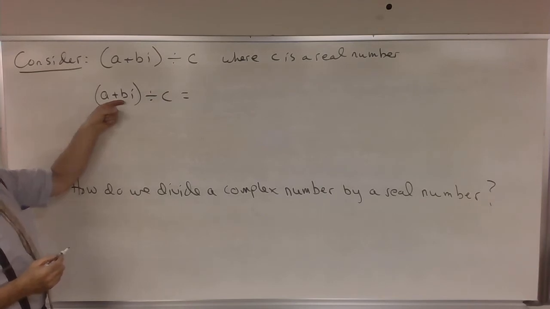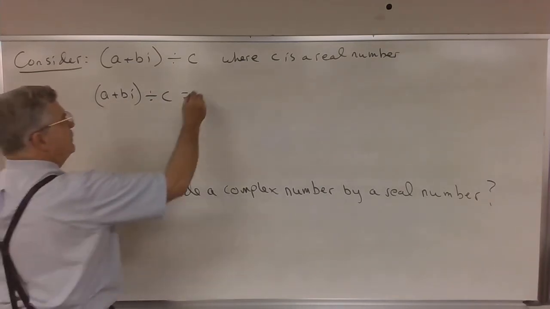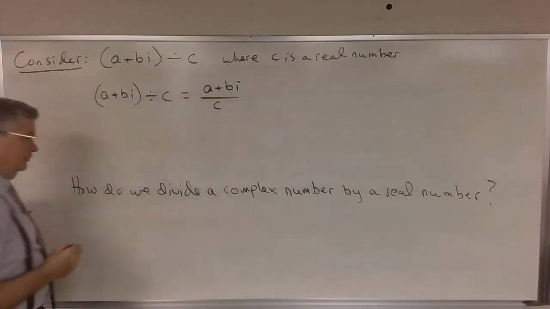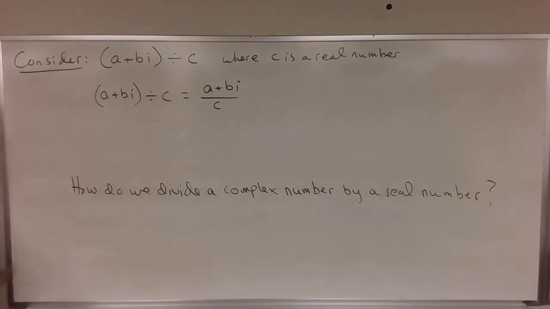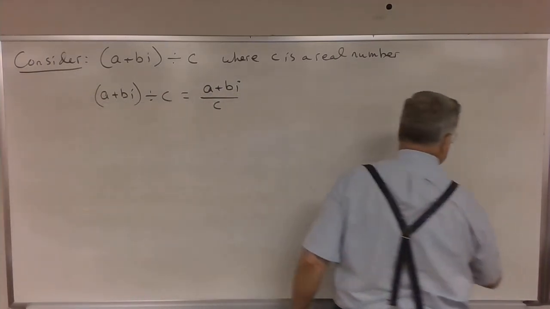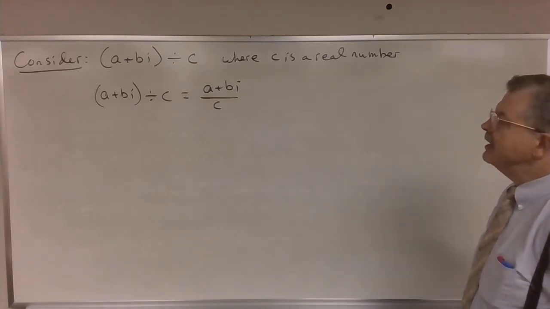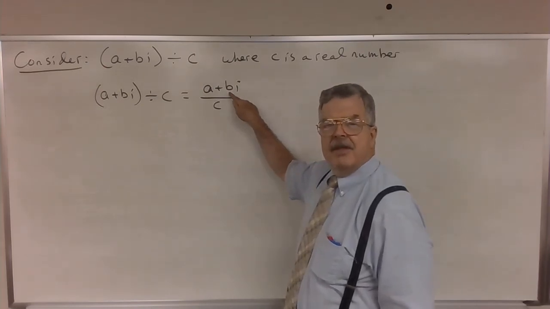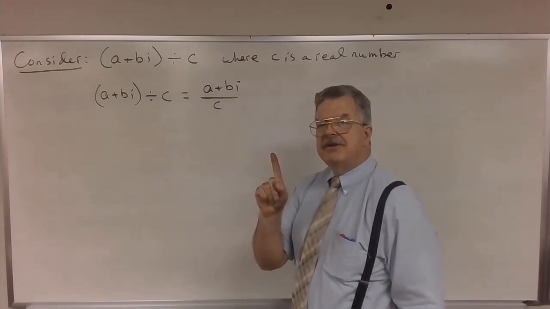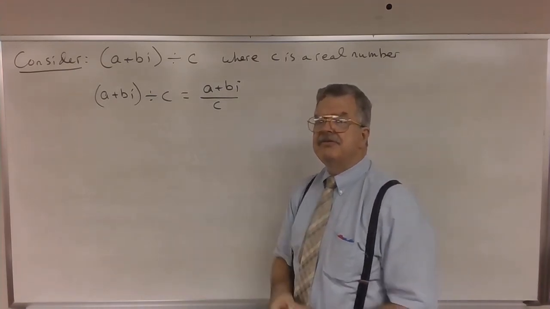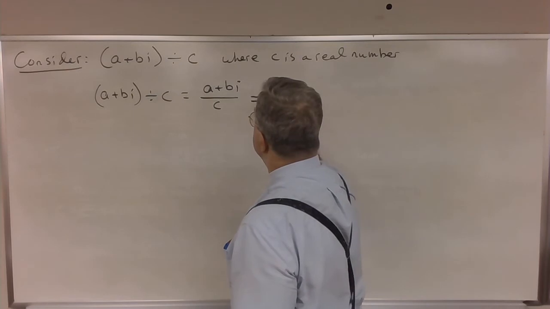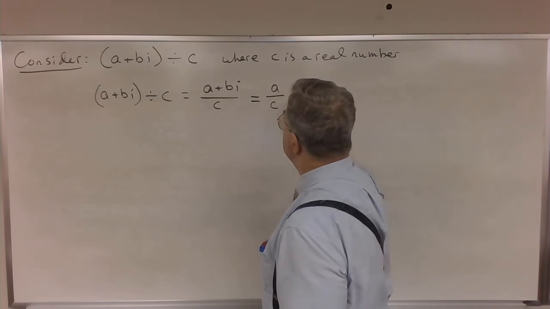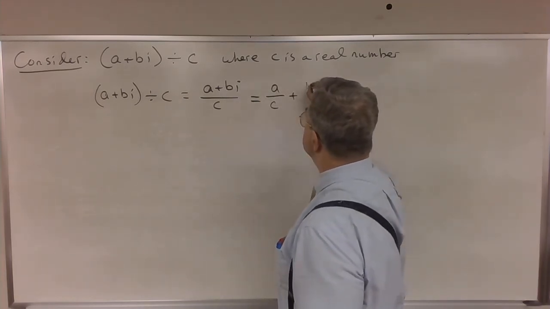I'm just going to put this in the numerator and I'm going to put the divisor C in the denominator, like this. Well, look what I have. I have two terms in the numerator over a single term in the denominator, so I can break this up into two separate terms. So I take the first term and put it over the denominator. And I take the second term and put it over the denominator.